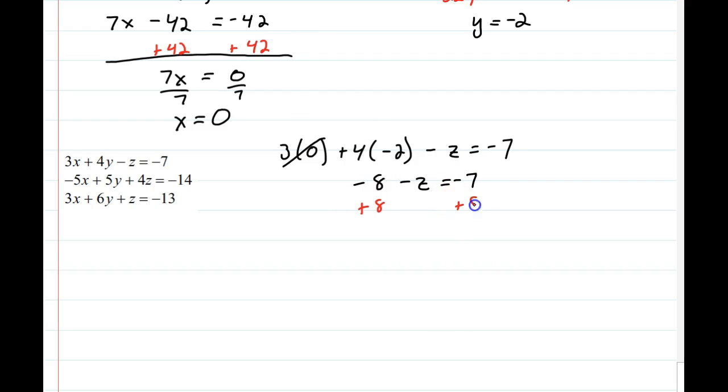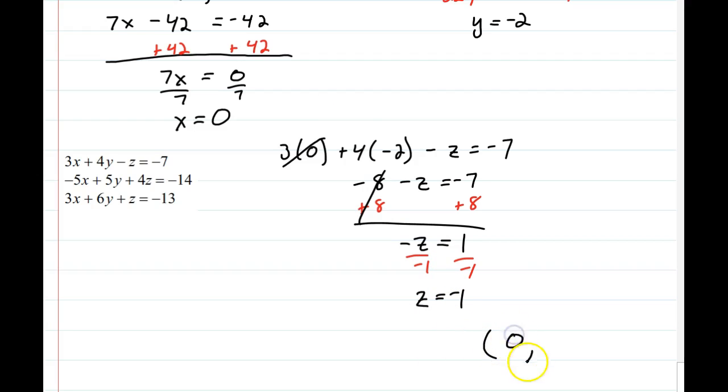Minus 8 minus z equals negative 7. Add 8 to both sides. Again, like we've talked about, since that has a negative in front, bring it down. So negative z equals 1. Divide both sides by negative 1. So I believe that z is negative 1. So right now I think my answer is 0, negative 2, negative 1. Again, it's just in alphabetical order, x, y, z.